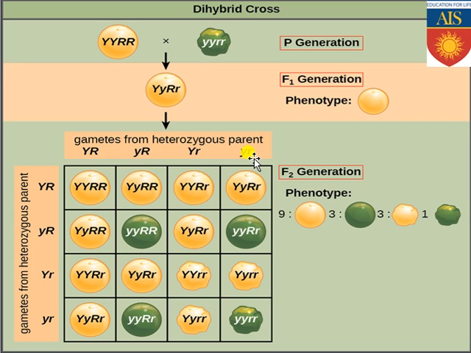So now in the P generation we have taken capital Y, capital Y, capital R, capital R and small y, small y, small r, small r. Now when they are producing the gametes, the capital Y, capital Y, capital R, capital R individuals can produce only capital Y, capital R containing gametes, and the small y, small y, small r, small r individuals produce only small y, small r containing gametes. Now when these gametes are fusing with each other, it is forming a capital Y, small y, capital R, small r containing individual, which is obviously a hybrid individual born in the F1 generation.